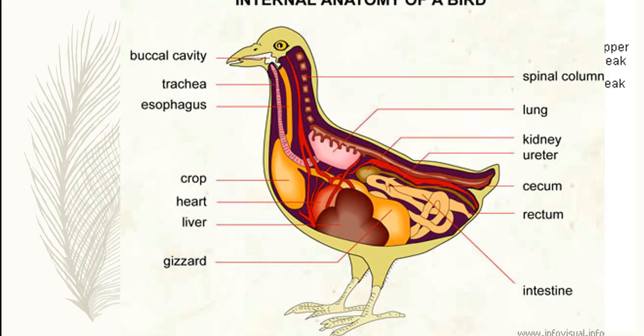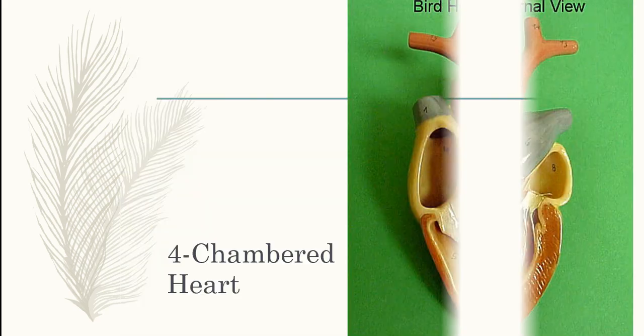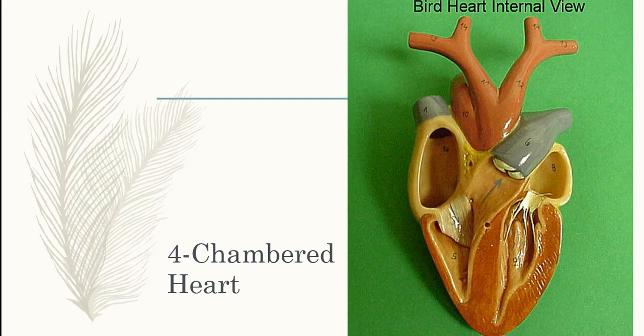All birds are going to have all this, and they do breathe with lungs, for instance, and we know about their heart. So here's their four-chambered heart. Here's a model of it. We have two upper chambers called atria, the right atrium and the left atrium, and then the right ventricle and the left ventricle.